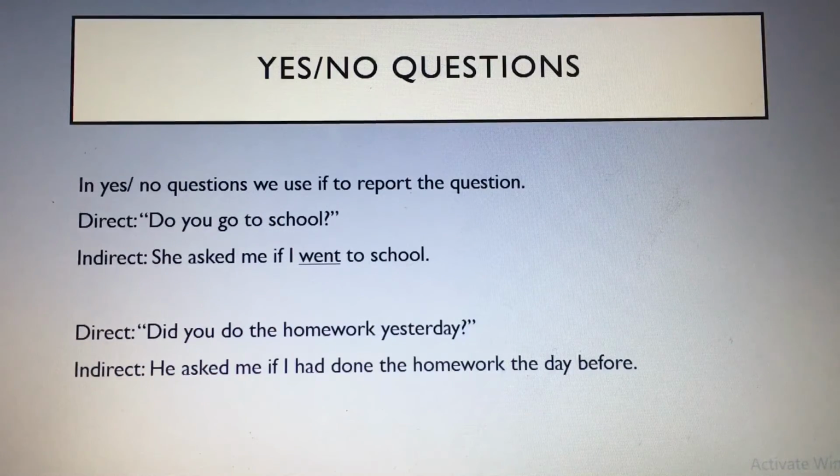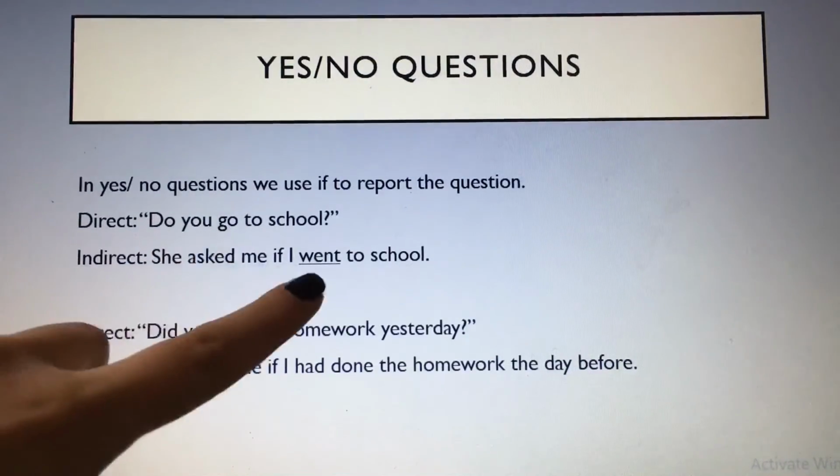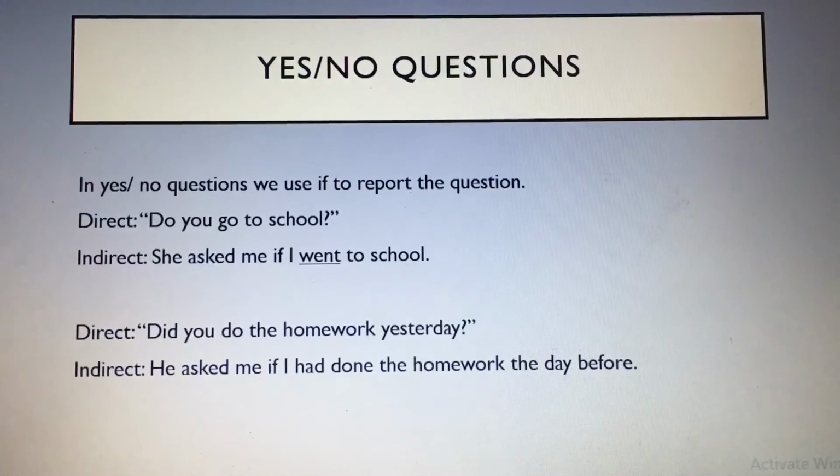So we check the tense in the direct speech. What is the tense? It is simple present. The grammar says that we change from simple present to simple past. When I have present, I change it to past, from verb 1 to verb 2. Do you go to school? She asked me if I went to school. So we change the main verb go to went, from verb 1 to verb 2.